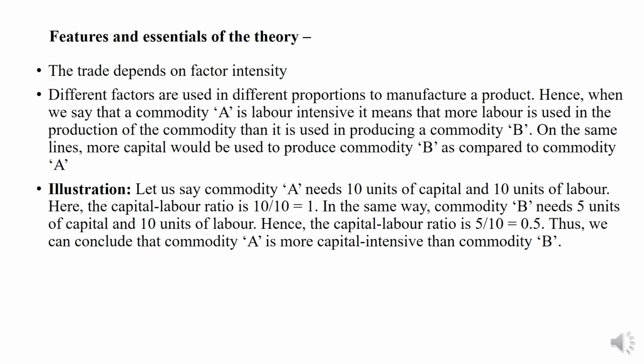Let us say commodity A needs 10 units of capital and 10 units of labor. Here the capital labor ratio is 10 by 10. In the same way, commodity B needs 5 units of capital and 10 units of labor. Hence the capital labor ratio is 5 by 10, which is 0.5. Thus we can conclude that commodity A is more capital intensive than commodity B.